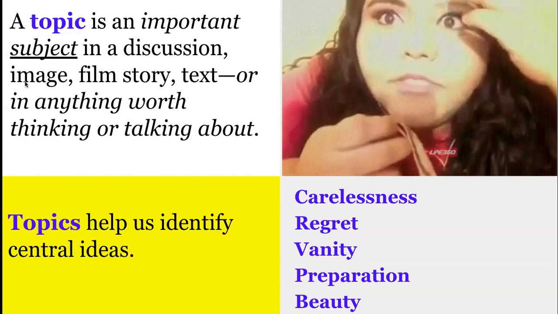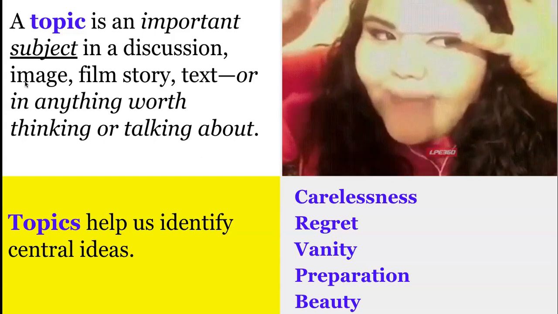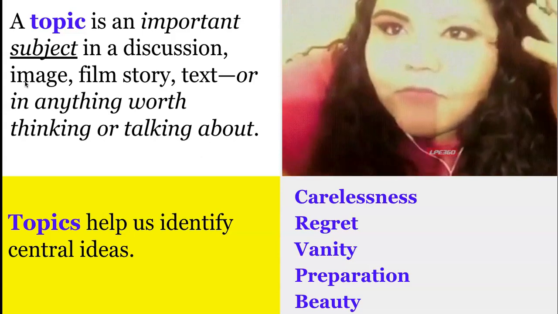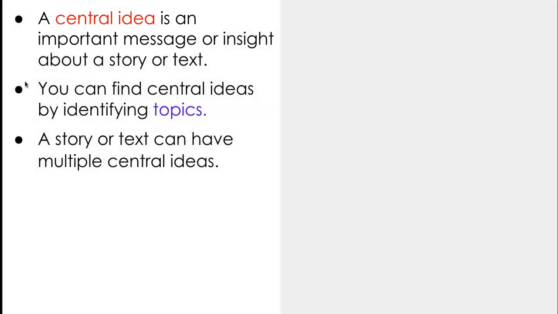And if you remember from last week, a topic is normally one word, maybe 2 words or 3 words. It's not a full sentence. But a central idea is a full sentence, and it basically says what the message or insight the writer has of a story. And we use topics to, as I said, find these central ideas. A story or a text can have more than one central idea.